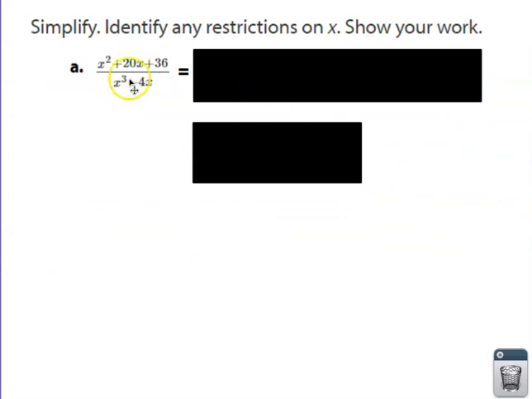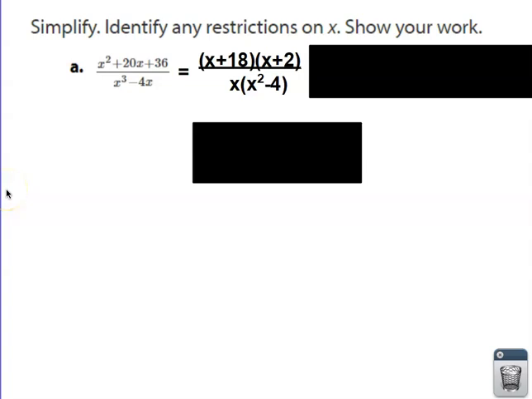So here is a rational function, and notice in the directions it says simplify. So when it says to simplify, you need to factor. So back to factoring. So I want you to stop the video. I would like for you to factor the numerator and then factor the denominator and then cancel or divide out common factors.